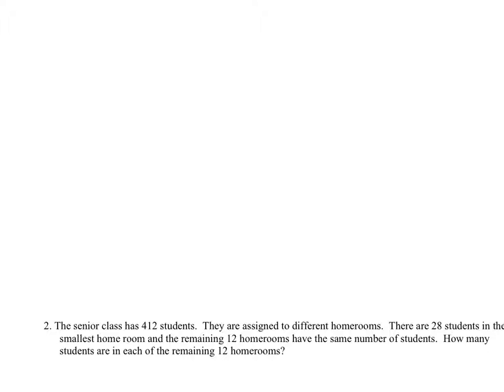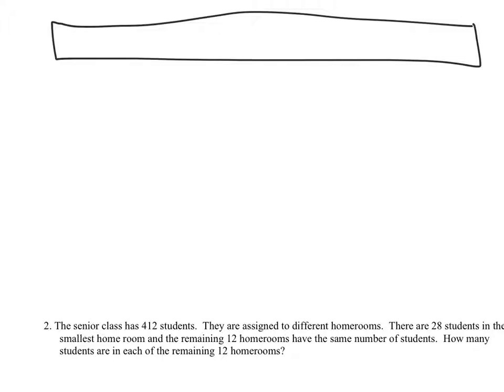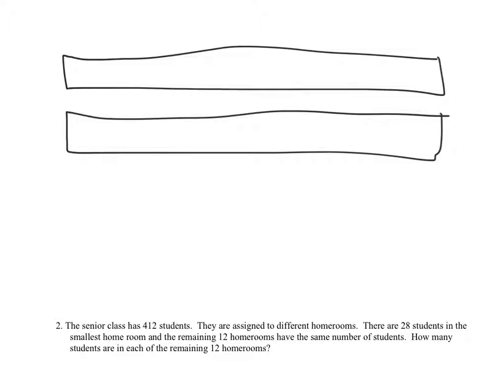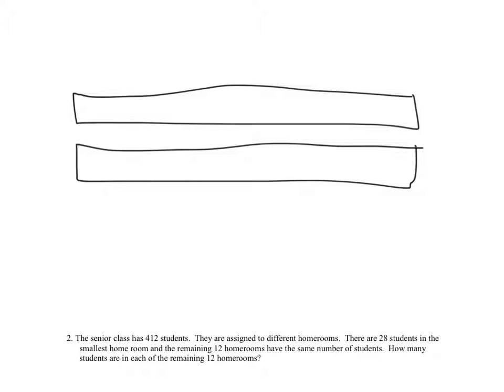So to kick this one off, first thing we must do is to make a model. I like models. There's a bar, and then there's another bar. These are equal bars, kind of like in gymnastics. And then one bar is worth 412 students. And then the other bar has 28 students right here. And that would be the 28 students in the smallest homeroom. And then we'll split this thing up into 12 other rooms.